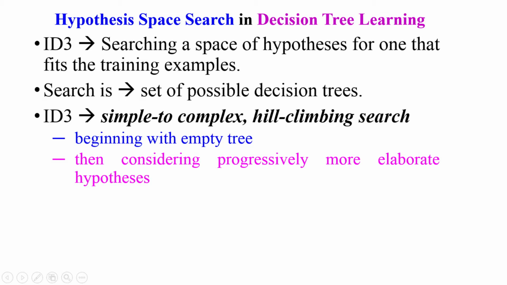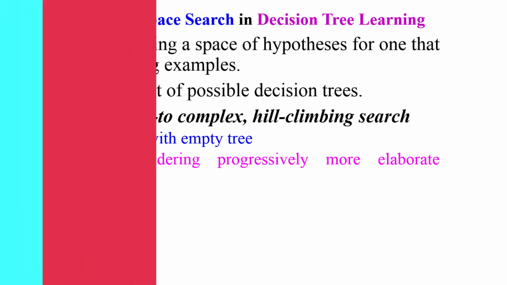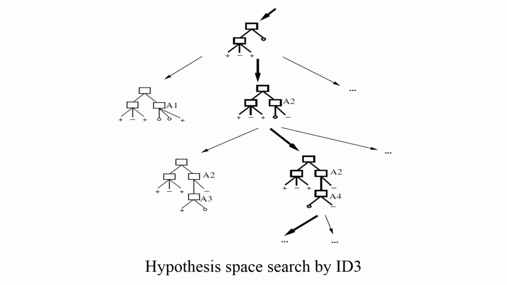It begins with an empty tree, then considers progressively more elaborate hypotheses in search of a decision tree that correctly classifies the training data. The figure shows hypothesis space search by ID3. In the figure, we can interpret the ID3 algorithm search. The ID3 algorithm begins with an empty tree, then it will calculate the information gain for the attributes. This procedure will continue till we get the leaf node with the decision.